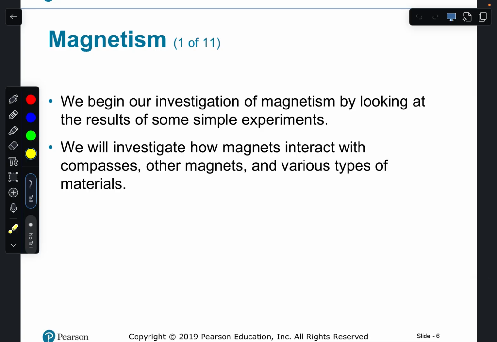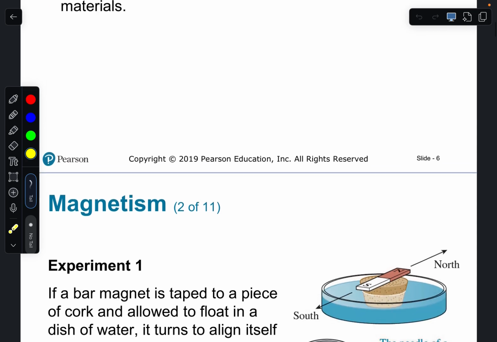So as soon as we start a new topic, what we do first is pretend we're in a lab, doing a bunch of experiments, and we just qualitatively look at what happens when we do this and what happens when we do that. Then we'll construct our natural laws about the phenomenon that we're studying. So we'll begin our investigation by looking at some results of simple experiments, and I have a couple of these objects up here that I can do the experiment with.